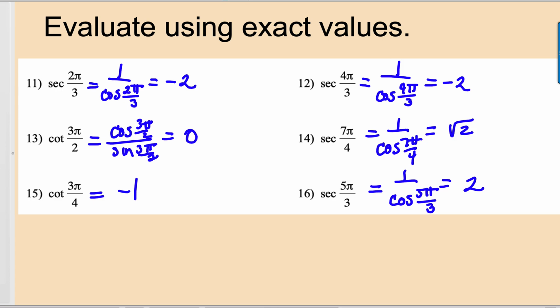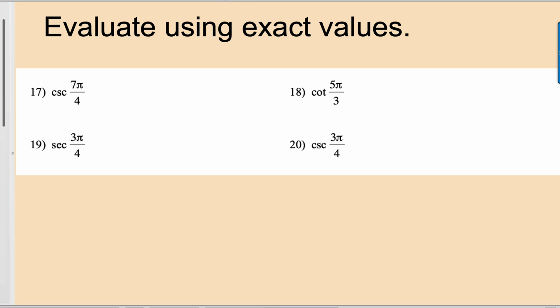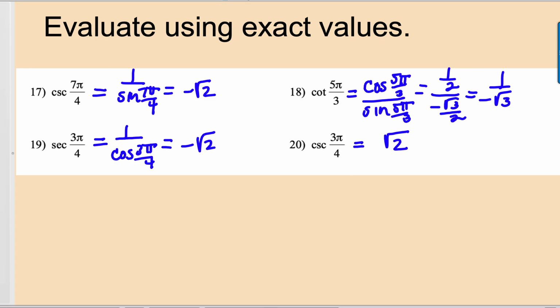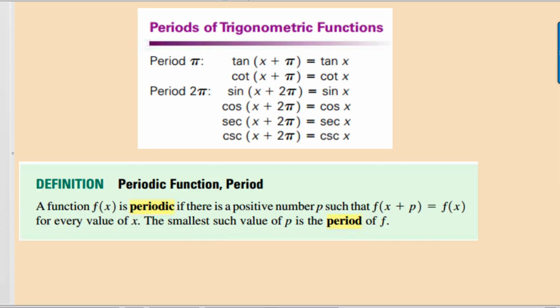And here are the answers. Let's take a look at some more. Stop the screencast and see what you can do. And here are the answers. Remember that the period for tangent and cotangent is pi, and the period for the other trig functions is 2pi.